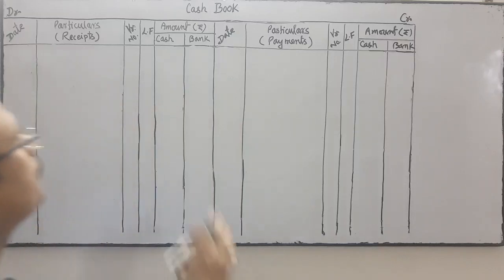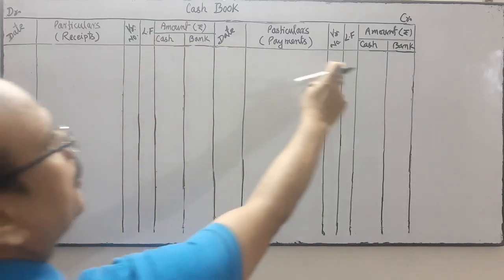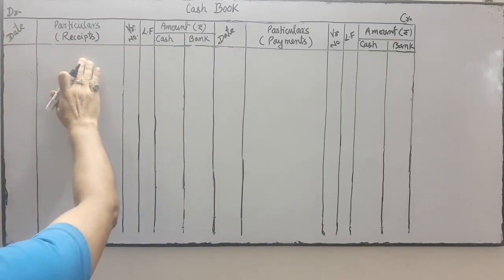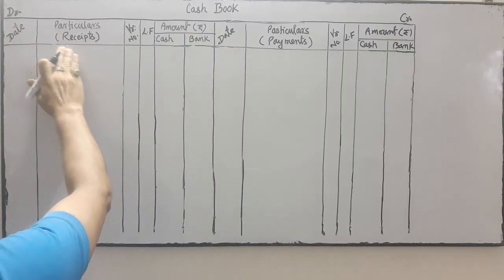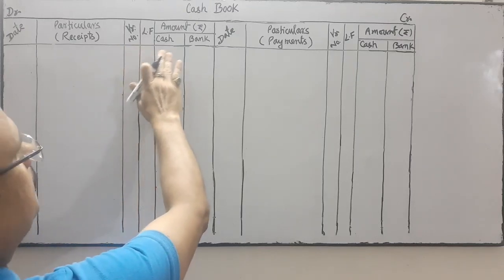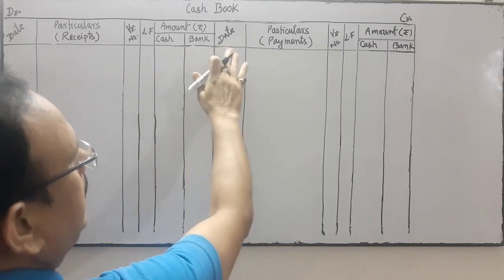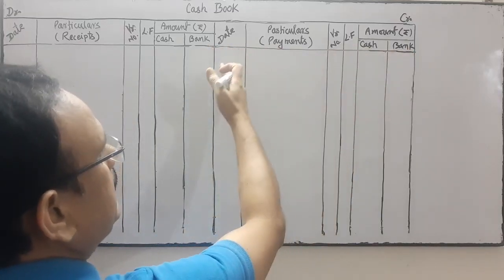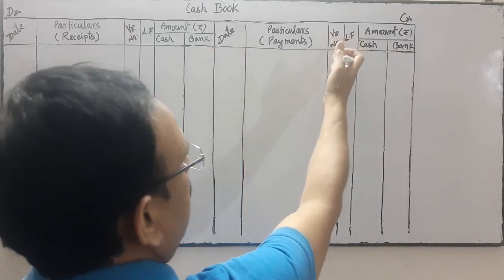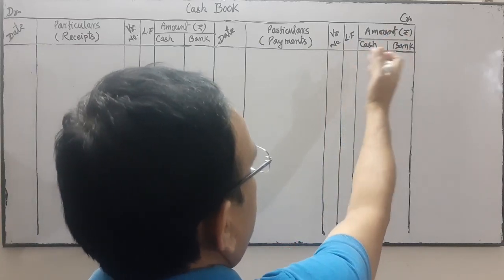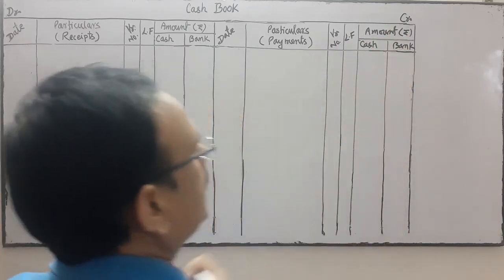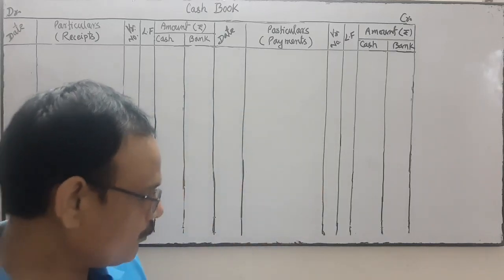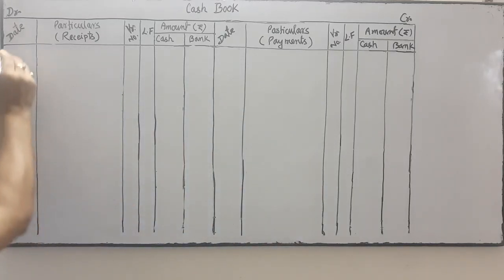So this is the format of a cash book with cash and bank column. Debit side: date, particular, receipts, voucher number, LF, cash column, bank column. Again, this side is the credit side, with the same information: date, particular, payments, voucher number, LF, and two columns for amount, one for cash, another for bank. So start with March 2017.